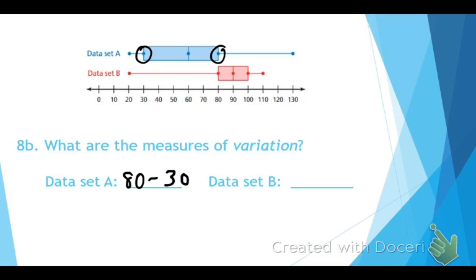So guys, what is data A? 50. Data B, we've got to take 100 and subtract 80. What is 100 minus 80? 20.